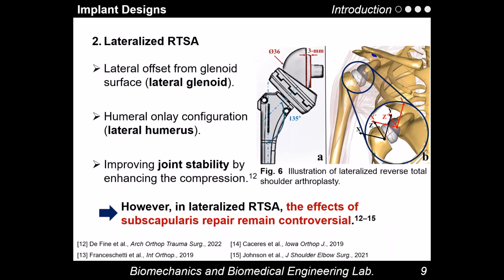On the other hand, as we can see in Figure 6, lateralized RTSA takes a different approach. It incorporates a lateral offset from the glenoid surface and utilizes a humeral-only configuration. This shift lateralizes the humeral component to enhance joint compression. The biomechanical rationale behind this design is to improve joint stability by enhancing joint compression. However, this benefit reignited debate over the necessity of subscapularis repair in lateralized RTSA.